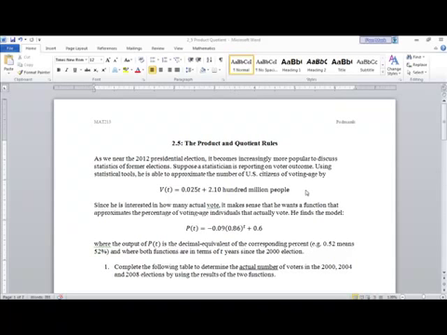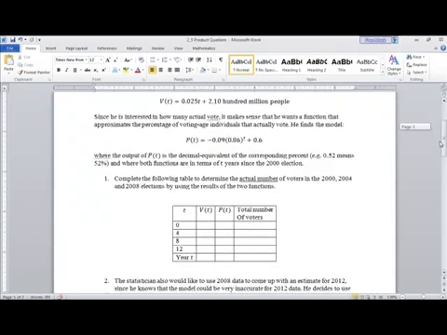It says that as we near the 2012 presidential election, it becomes increasingly more popular to discuss statistics of former elections. Suppose a statistician is reporting on voter outcome. Using statistical tools, he's able to approximate the number of U.S. citizens of voting age, people who are able to vote, by the following function, which is in hundreds of millions of people. Since he's interested in how many people actually vote, it makes sense that he wants a function that approximates the percentage of voting age individuals that actually vote. So this one outputs the percentage of the voting age people who actually do turn up to vote.